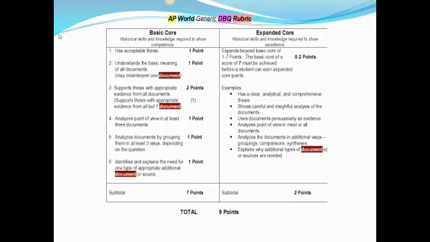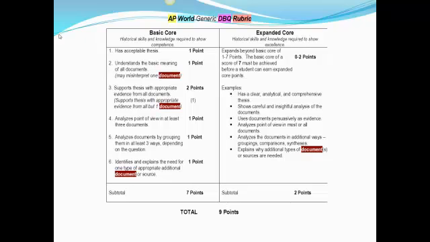Some examples of ways to earn extra points in the expanded core is you have a clear analytical and comprehensive thesis. You show useful, insightful analysis of the documents. Use the documents persuasively as evidence. You analyze point of view in most or all documents.